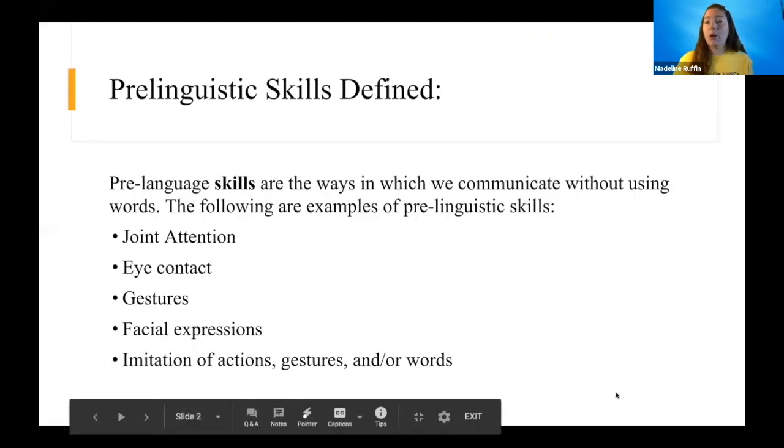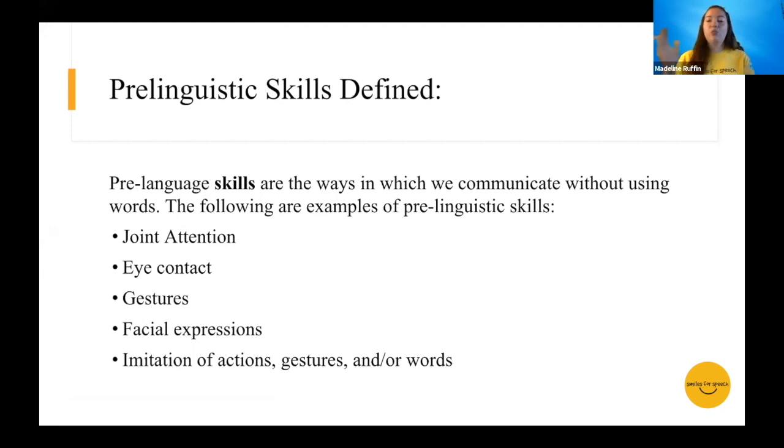So let's talk about pre-linguistic. What that means kind of goes back to what Michelle said. Those non-language pieces, pre-language skills, are the ways in which we communicate without using words. So some examples of those are joint attention, eye contact, gestures, facial expressions, and imitations of actions, gestures, and/or words. So that's imitating what we're doing as well.